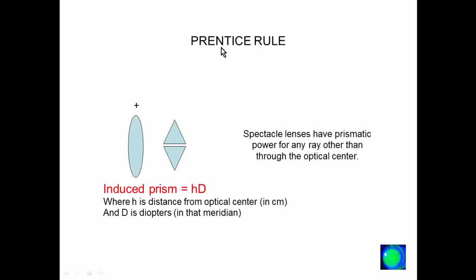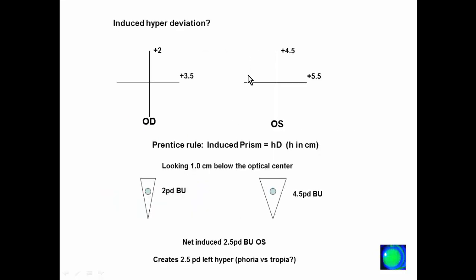Prentice rule: any ophthalmic lens can be considered to be a combination of 2 or more prisms, and if light is not going right through the optical center of an ophthalmic lens, then you're going to have some induced prism. The amount of induced prism is the power of the lens in diopters times the deviation from the optical center. This is called Prentice rule.